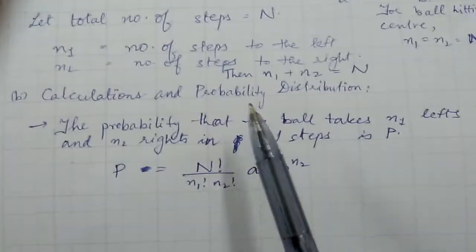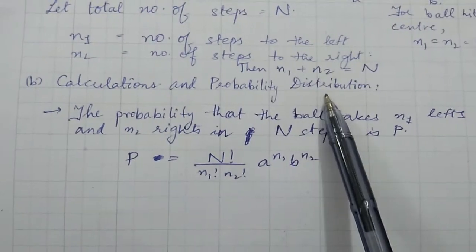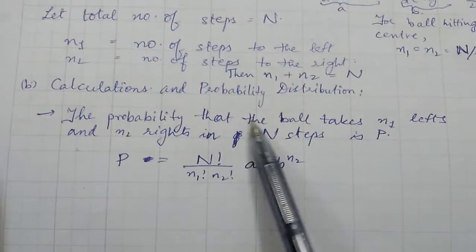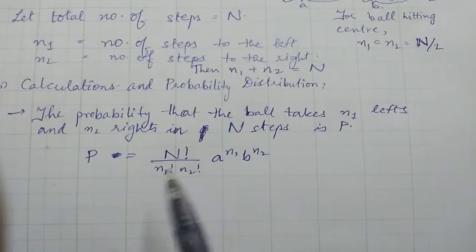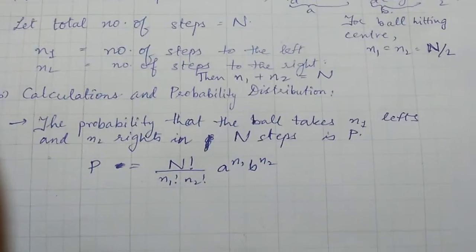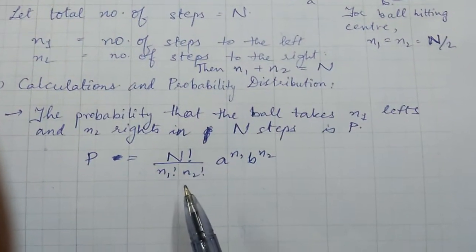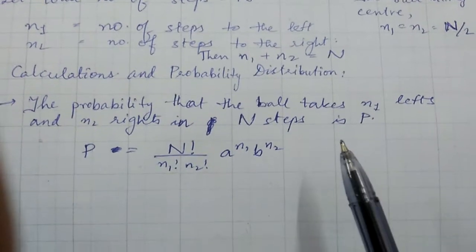With this being the case, let's move on to look at the probability distribution of n1. The probability that the ball takes n1 lefts and n2 rights in n steps is P, where P is n factorial by n1 factorial times n2 factorial times A raised to n1 times B raised to n2.